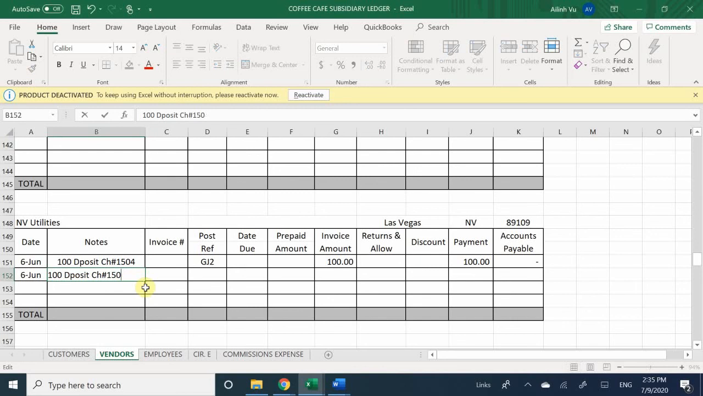Okay, except this is going to be check number 1505, general journal number 2. And let's see what happened here. Our bill was for $100, and we paid for $100. So therefore, I didn't even do the formula in here.